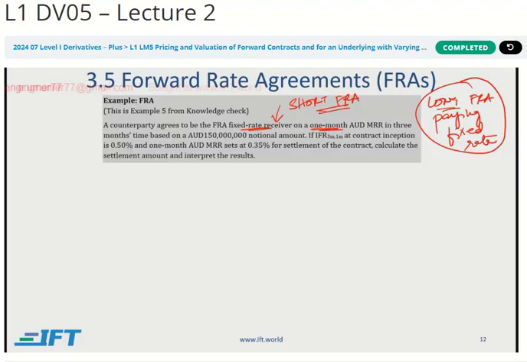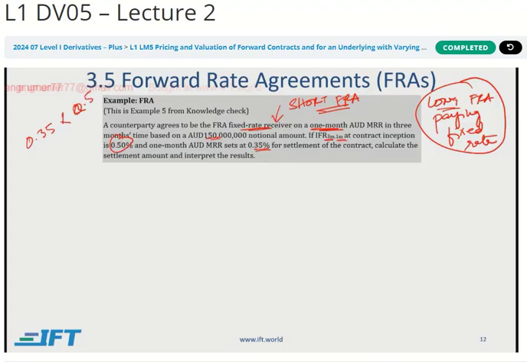And this is a 1 month Australian dollar rate, and the notional amount is 150 million. This contract will start 3 months from now, and it will be for 1 month. Okay, and the rate has been locked at 0.5. And 1 month later, the rate turns out to be 0.35. So now you can see that 0.35 is less than 0.5.